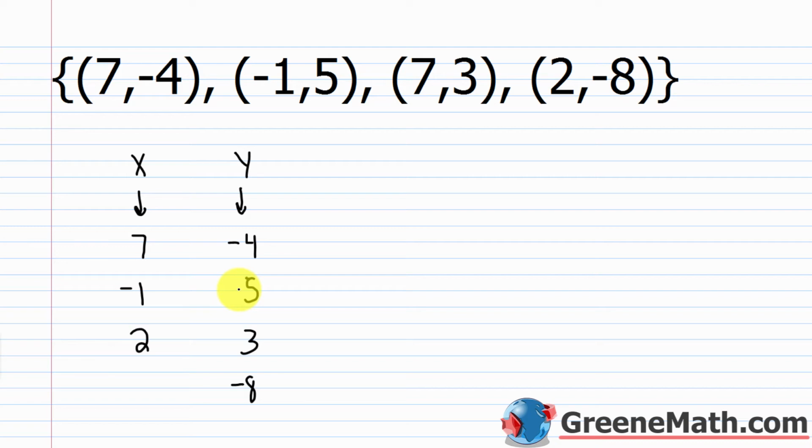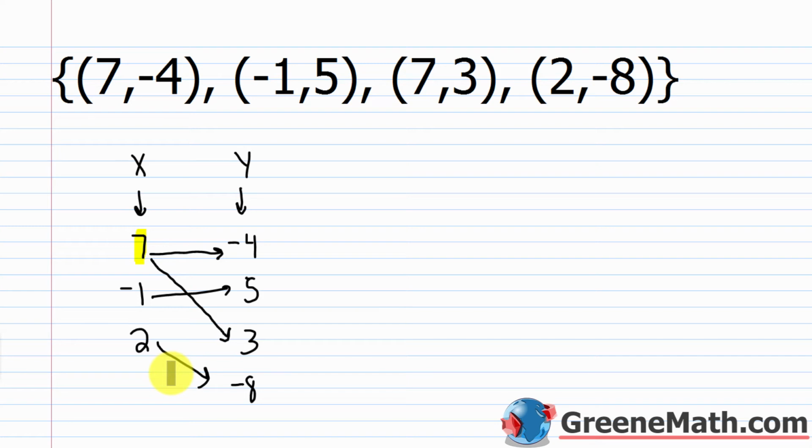Now for each x, there can be only one y, or there can be an association with one y. So 7 is corresponding to -4, but over here it corresponds to 3. That is a huge problem. Now -1 corresponds to 5, that's fine, and 2 corresponds to -8, that's fine. This is the problem right here, this 7.